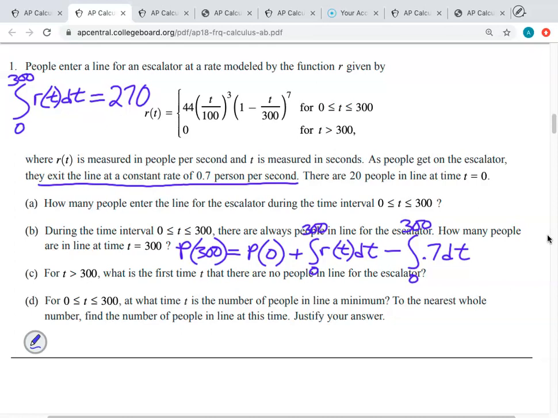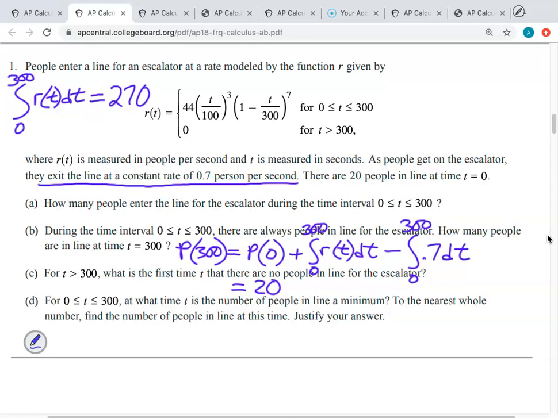Right? Okay. So what I want you to do is take a minute, see if you can evaluate this. What is P of 0? How many people are in line at time 0? 20. Question. For the 0.7, wouldn't you integrate 0.7t? Because people exit the line at 0.7 people per second. Okay, you want to integrate the rate. 0.7t would be the antiderivative.